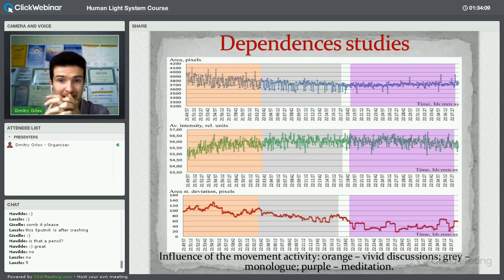We were sitting there and talking to each other, and you can see that the deviation of the signal changed depending on what was going on. In this moment, for example, there were vivid discussions. We were discussing with each other what it is. After a while, I was explaining what it is. And then there was time for meditation, and you can see that it was going up and down, then again down, again up, again down.